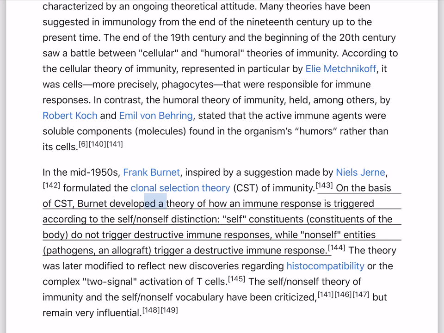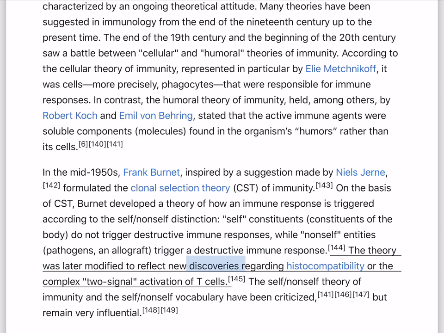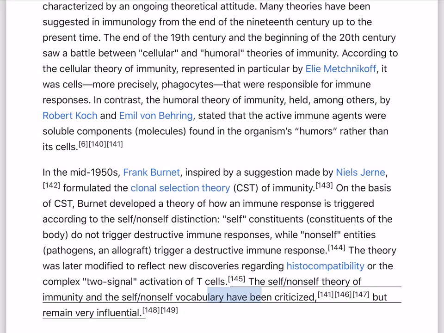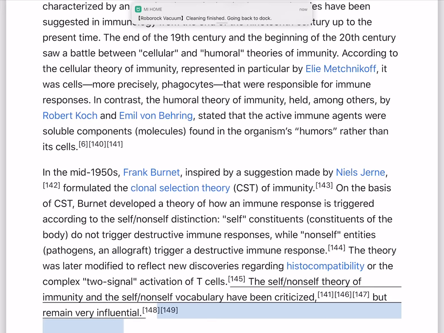On the basis of clonal selection theory, Burnet developed a theory of how an immune response is triggered according to the self-non-self distinction. Self-constituents, constituents of the body, do not trigger destructive immune responses, while non-self entities, pathogens, an allograft, trigger a destructive immune response. The theory was later modified to reflect new discoveries regarding histocompatibility or the complex II signal activation of T cells. The self-non-self theory of immunity and the self-non-self vocabulary have been criticized, but remain very influential.